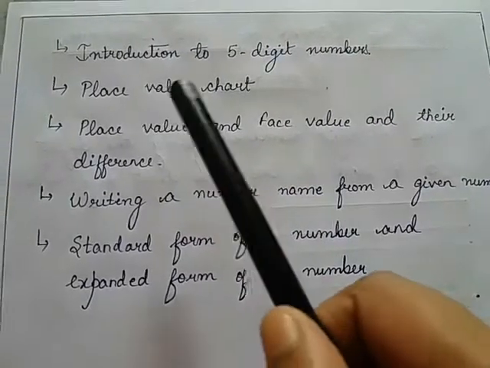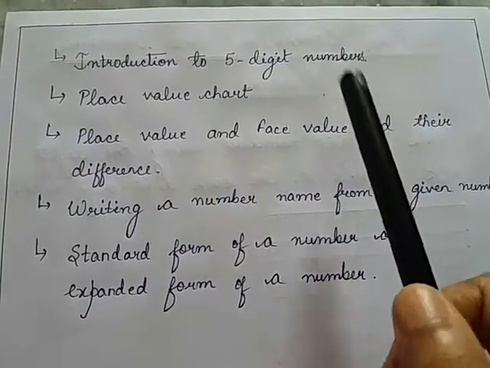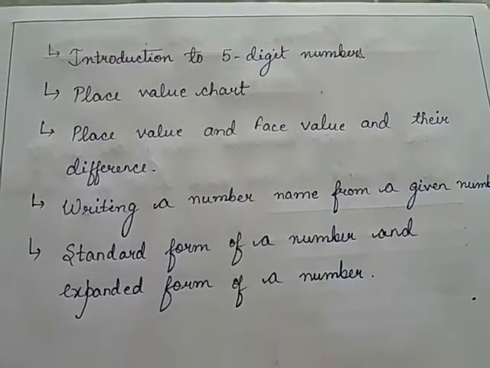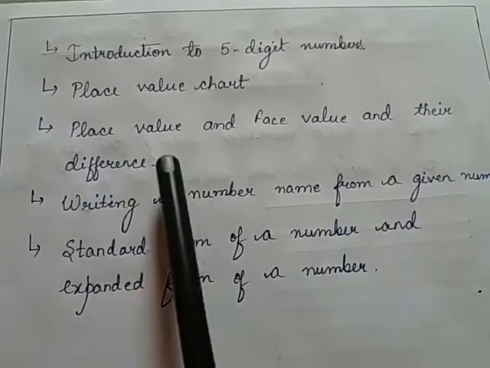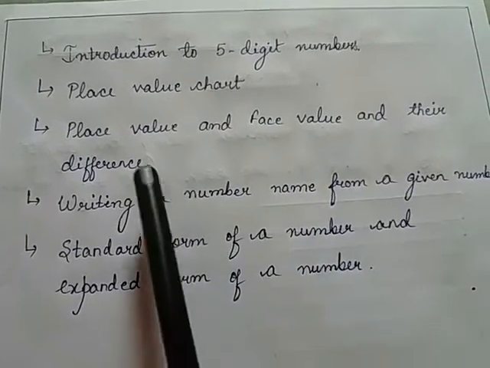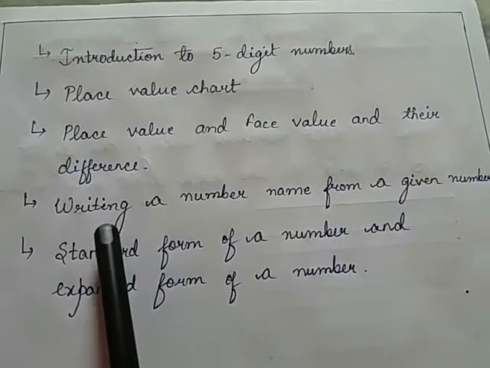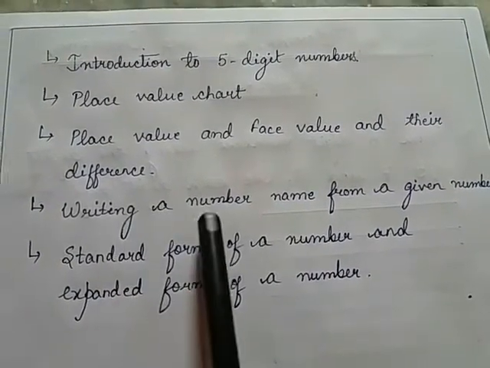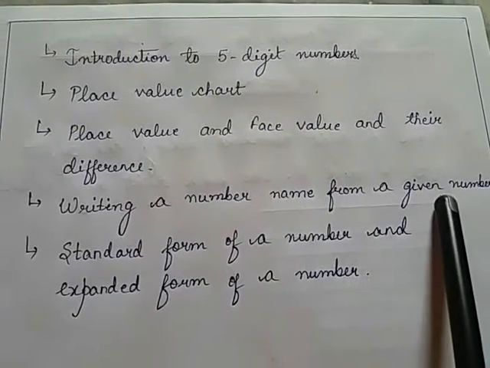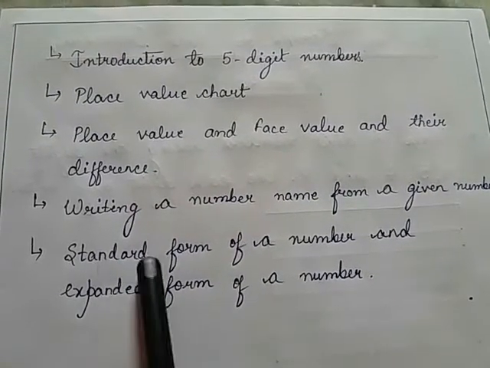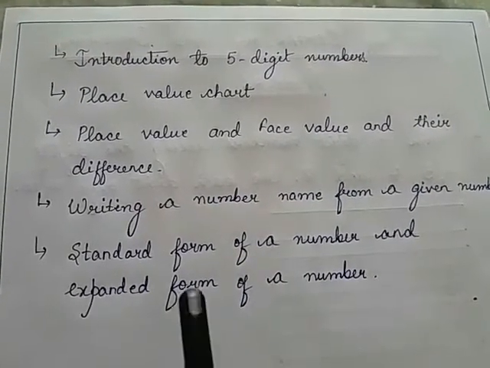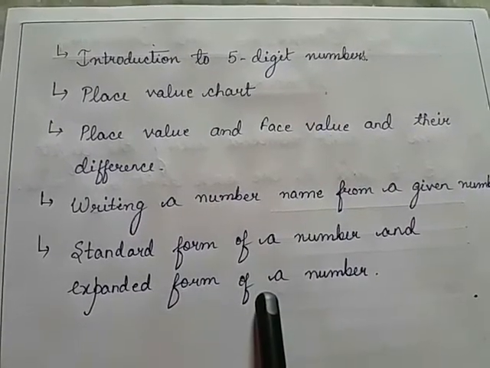Good morning, students. Till today, we have completed these topics from the chapter. First is introduction to 5-digit numbers, then place value chart, then we have studied about place value and face value and their difference. Then we have studied how to write a number name from a given number. Then we have studied about standard form of a number and expanded form of a number.